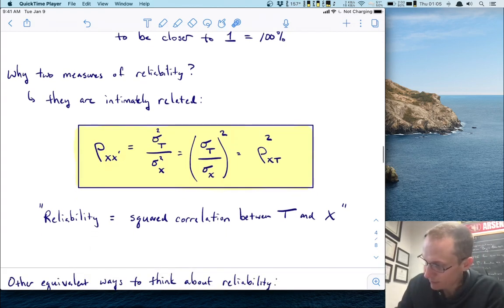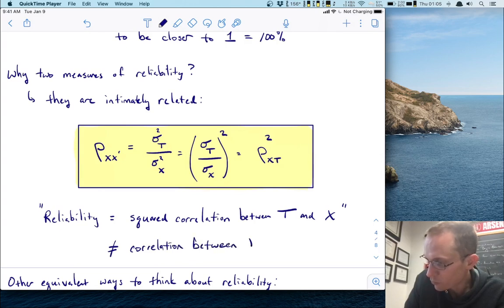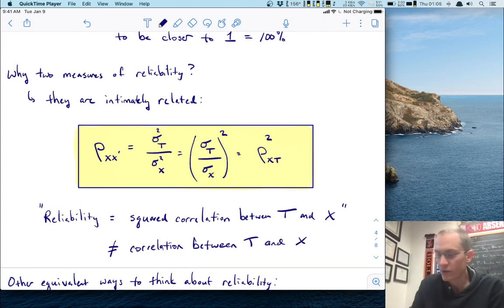It is, and I'm going to make a little note here, it is not equal to the correlation between the true scores and the observed scores. It is, however, equal to the squared correlation. So very, very important concept there. So reliability is a squared correlation.